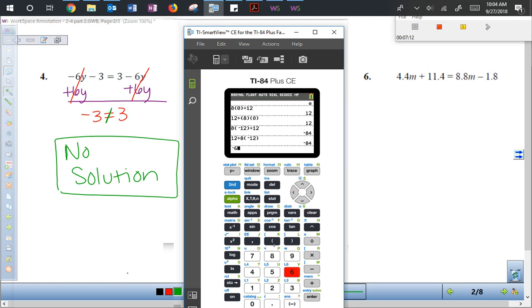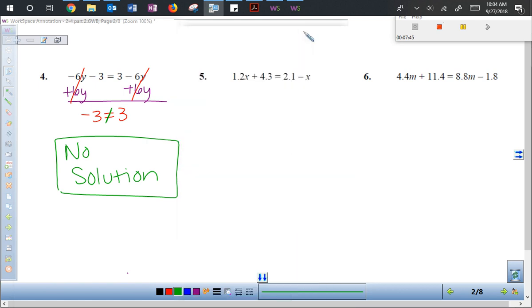Negative 6 times 2 minus 3 would give me negative 15 on the left side. On the right side, 3 minus 6 times positive 2 gives me a result of negative 9. They don't equal. So when you run out of variables, your variables completely disappear, and they do not equal, what you're left with is not true. It's no solution.